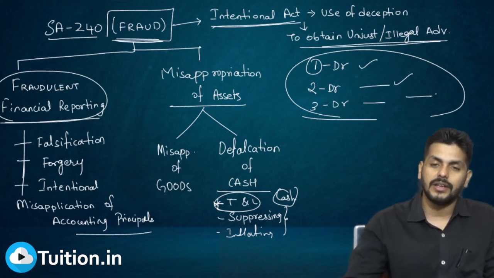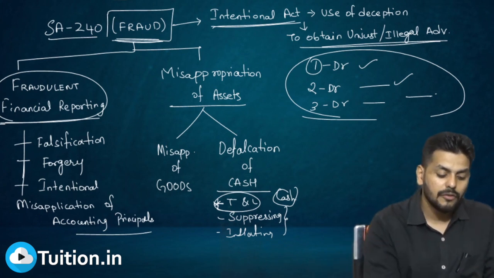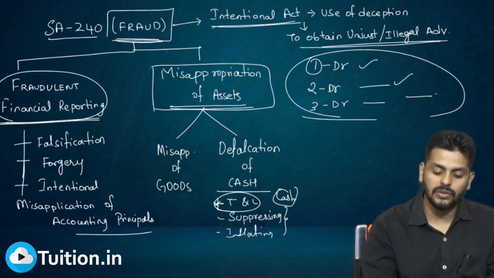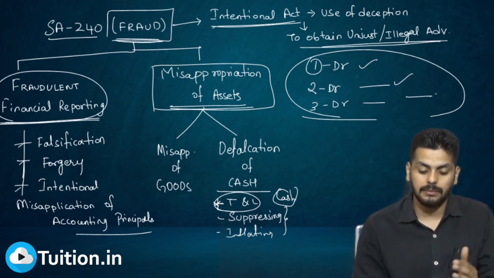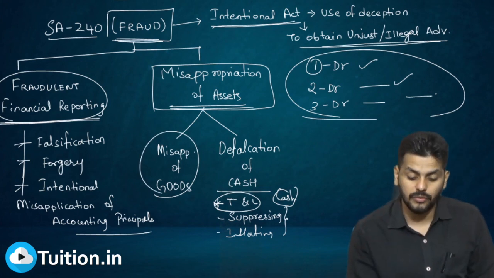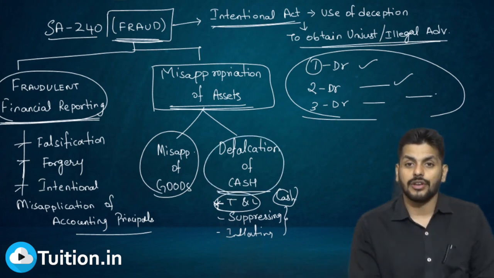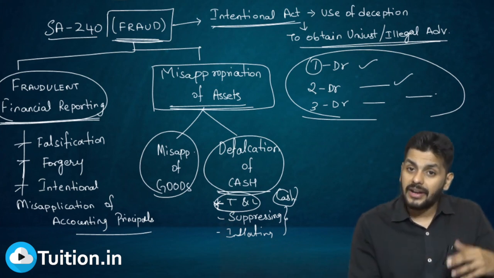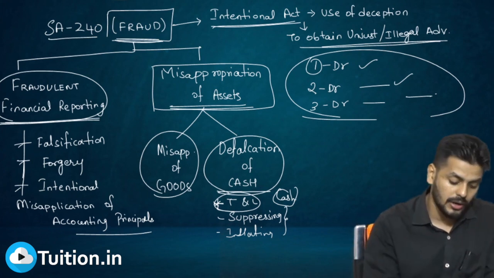Fraud is an intentional act wherein you are using deception or cheating to obtain an unjust or an illegal advantage. Fraud leads to fraudulent financial reporting and misappropriation of assets. There are two ways of doing fraud, which is talking about falsification, forgery, and intentional misapplication of accounting principles. And in misappropriation of goods, what exactly is misappropriation of goods, that also can be spoken of. And then you're talking about defalcation of cash. You know what defalcation of cash is: suppressing cash receipts or inflating cash payments, or then doing teaming and lading. All these are the broader reasons for fraud.